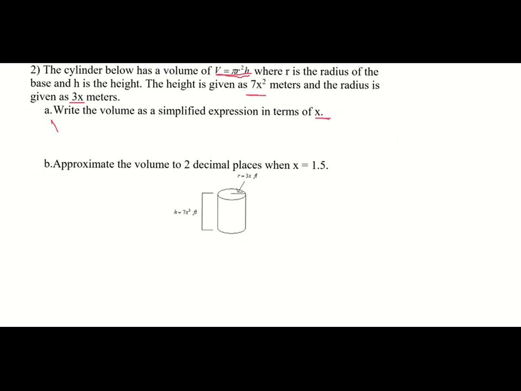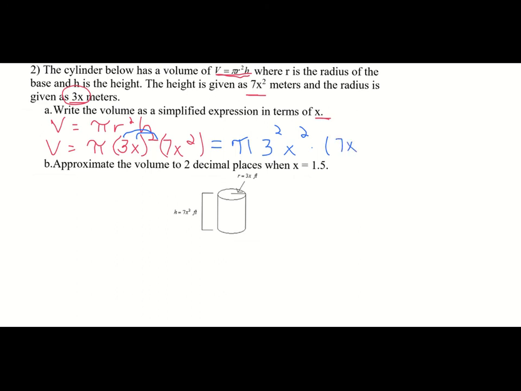Basically what we want to do is take this formula, the pi times radius squared times height, and substitute in the values that we know. So pi, again, we're going to keep our pi symbol. Our radius was 3x, so we have to square that 3x, times our height, which was 7x squared. Now we've got to simplify all this. So let's distribute our 2 first. So we're going to have pi times 3 squared times x squared times 7x squared.